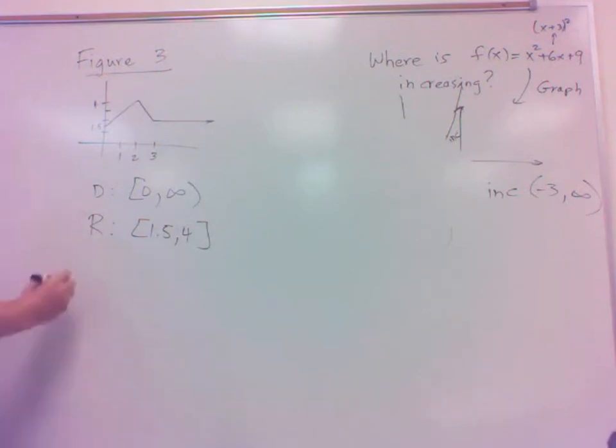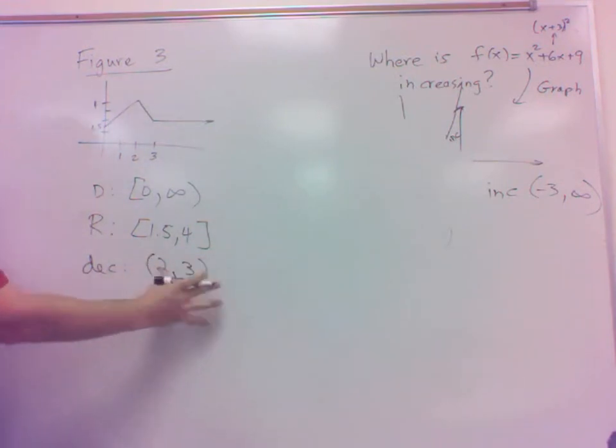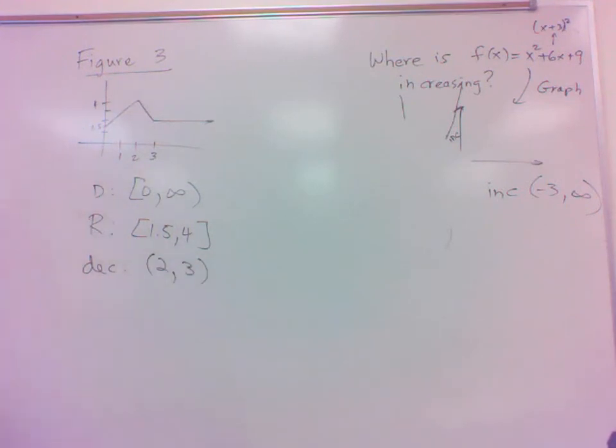And decreasing, so just do decreasing. Where would it be decreasing? Well, it's where it's down from left to right, 2 to 3, yeah. And again, on decreasing and increasing, don't include those endpoints. Those won't ever be included. It's always parentheses. Is that okay?